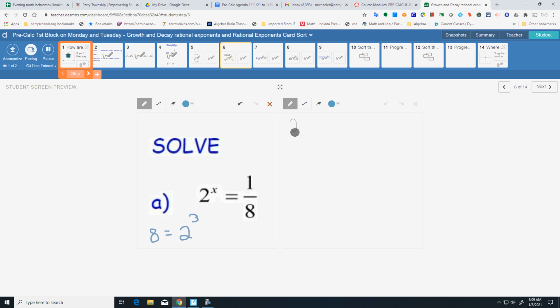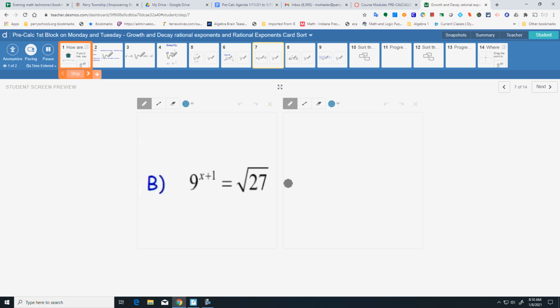So I'm going to have 2 to the x equals 1 over 2 to the 3rd. Well, they're not quite the same base yet. I'm going to move that 2 to the 3rd up, and when it moves locations, it changes signs. So I'm going to have 2 to the negative 3. This only works if bases are the same, which they are in this case. Your bases are 2. So if the bases are the same, the exponents have to equal each other as well. So x is negative 3.